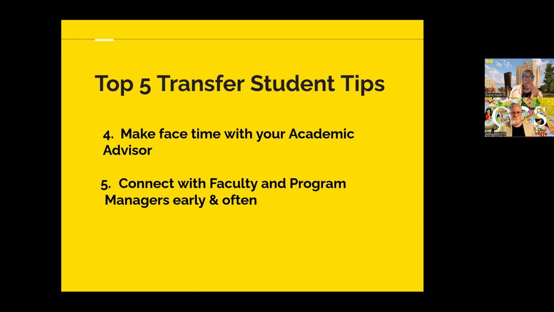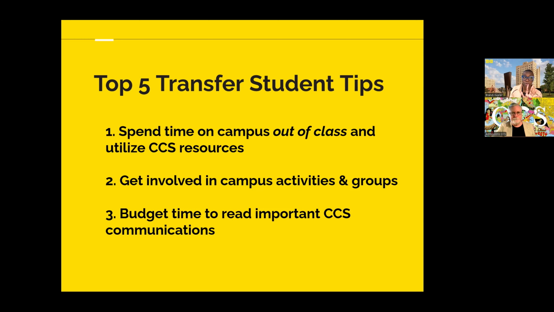So those are our top 5 tips for transfer students. I'm going to reemphasize, get out of class, spend time on campus, utilize all the resources here, right? Our exercise rooms, our labs, co-working spaces, counseling, all of it, career, office of partnerships, get some career coaching. That's number one. Number two, get involved in campus activities and groups, join a registered student organization, go to the Century Ball. Who gets to go to prom as an adult?